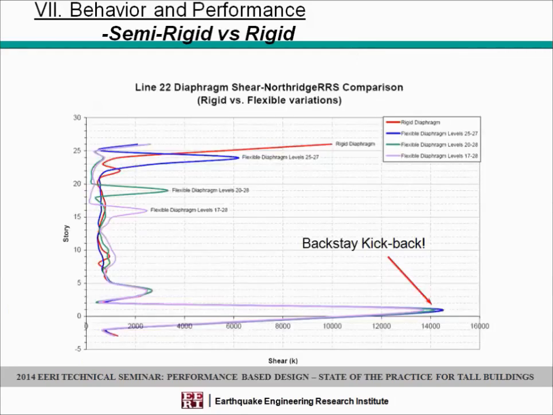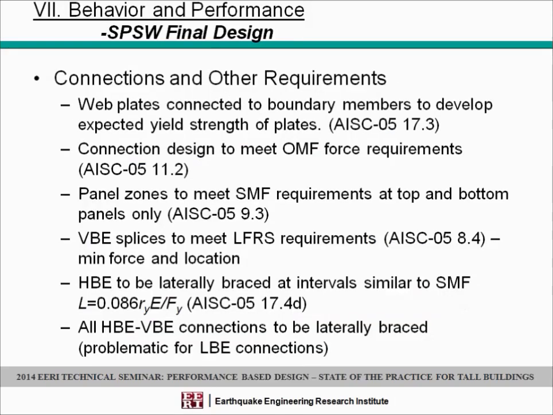And interestingly enough, the red here was showing when we had a rigid diaphragm, and the blue started showing when we picked up three levels, 25, 26, and 27, and properly modeled them with the relative stiffness compared to this wall system. As a semi-rigid, it starts to dissipate, to distribute the force. When we modeled more flexible floors down to 20 to 28, or from 17 to 28, the transfer became more realistic, more manageable, and then we also did at the base the backstay analysis.